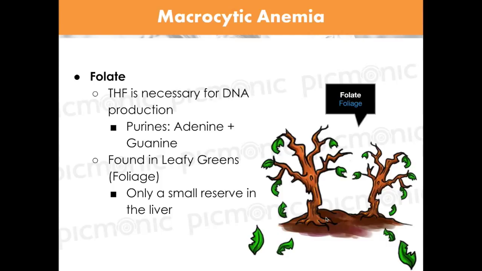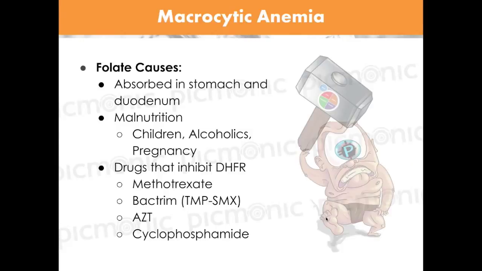And intrinsic factor is important for transporting B12 and helping absorption. So if you don't have intrinsic factor, you have a disease called pernicious anemia, which causes a decrease in B12. Okay, let's talk about folate. So folate is necessary for DNA production, right? And it helps form the purines, which are pure as gold, adenine and guanine, PAG.